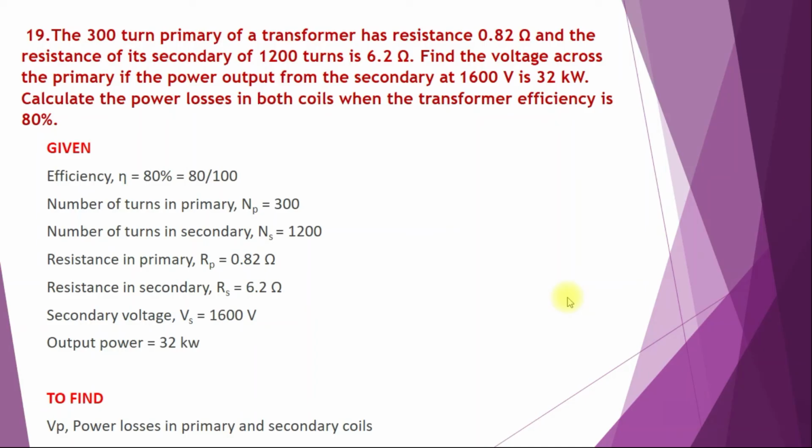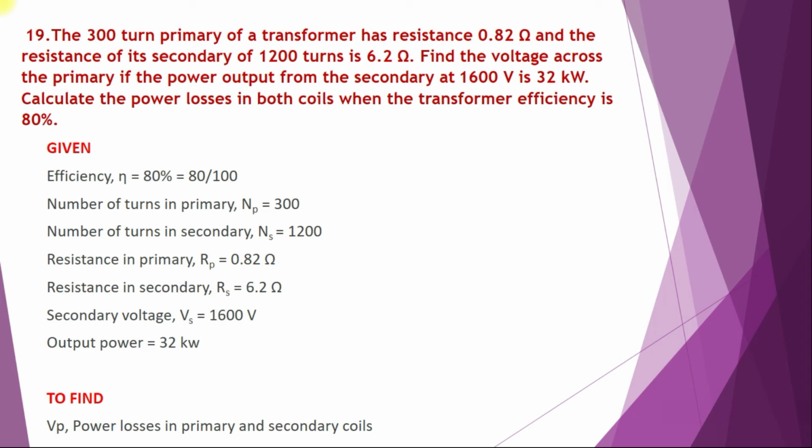Nineteenth problem. The 300 turn primary of a transformer has resistance 0.82 ohm and the resistance of its secondary at 1200 turns is 6.2 ohm. Find the voltage across the primary if the output power from the secondary at 1600 volt is 32 kilowatt. Calculate the power losses in both coils when the transformer efficiency is 80%.